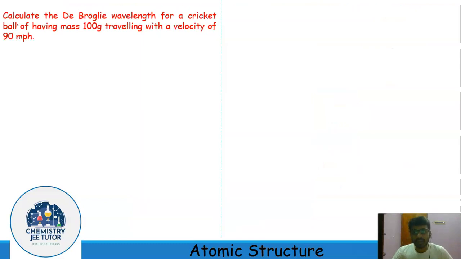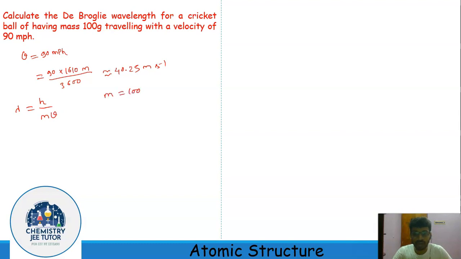Now let's calculate the De Broglie wavelength for a cricket ball having a mass of 100 gram traveling with a velocity of 90 miles per hour. First, we want to calculate the De Broglie wavelength for this cricket ball. The velocity is 90 miles per hour. Now 1 mile is equal to 1610 meters, and an hour is 3600 seconds. So it will be around 40.25 meters per second. Now my lambda will be h by m into v, and my mass is equal to 100 gram.